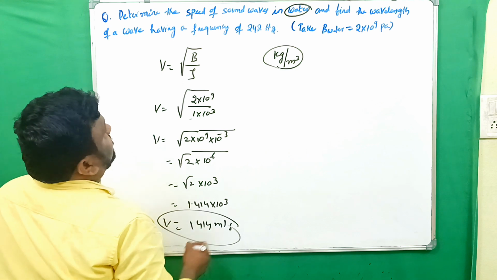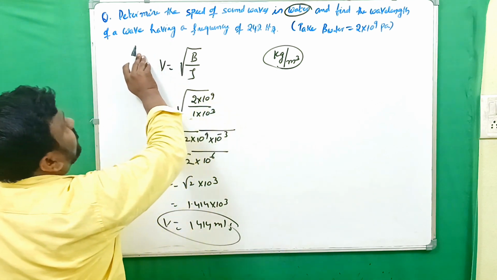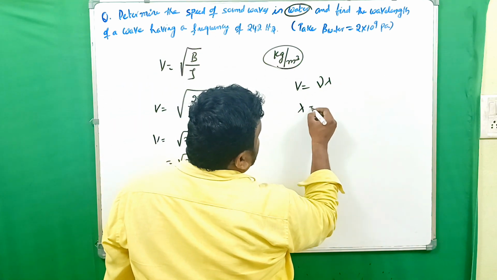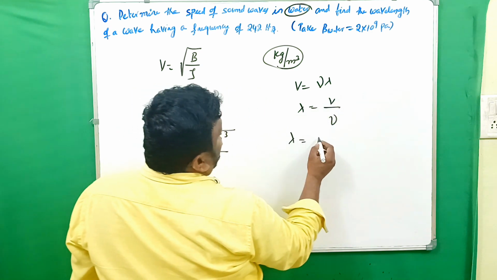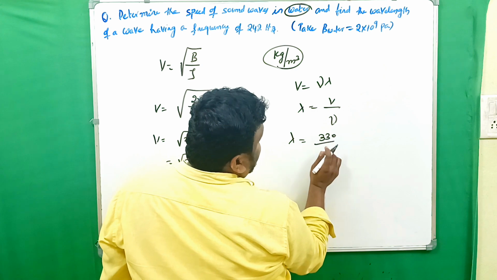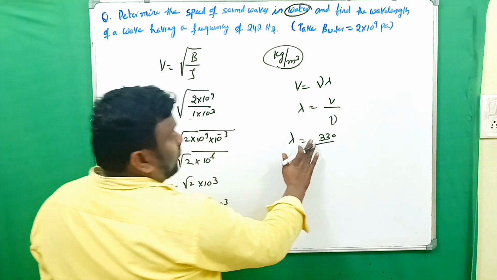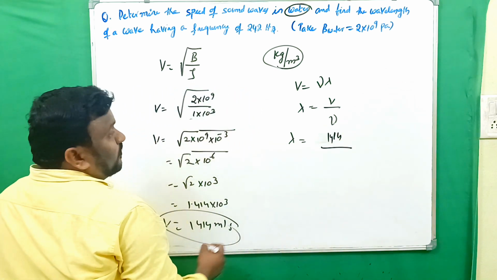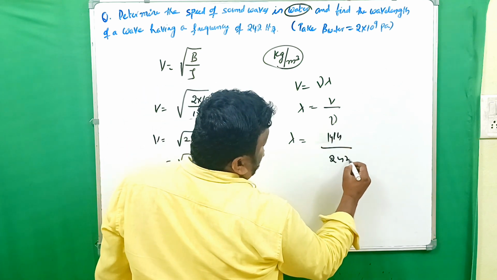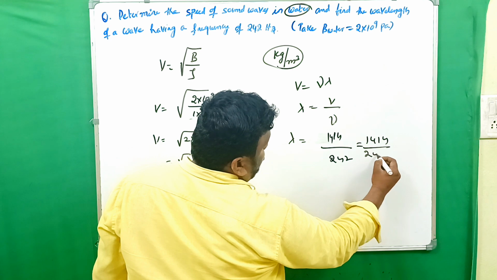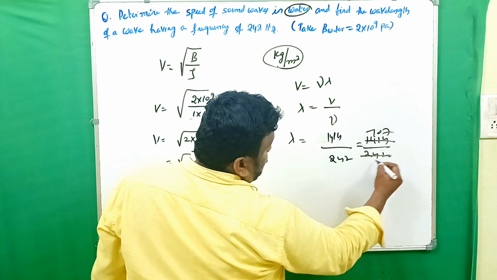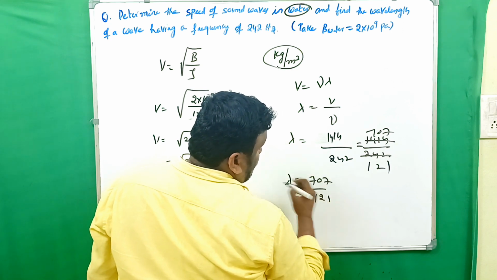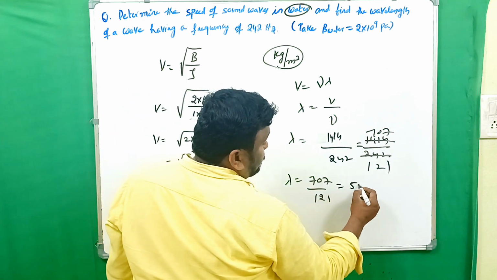This is the velocity. Now we also have to find the wavelength. The formula is V equals nu lambda, so lambda equals V by nu. The speed of the wave we already have is 1414, and the frequency is given as 242. So 1414 by 242. 2 7s are 14, 2 1s are 2, so lambda equals 707 by 121. It is almost equal to 5 meters.